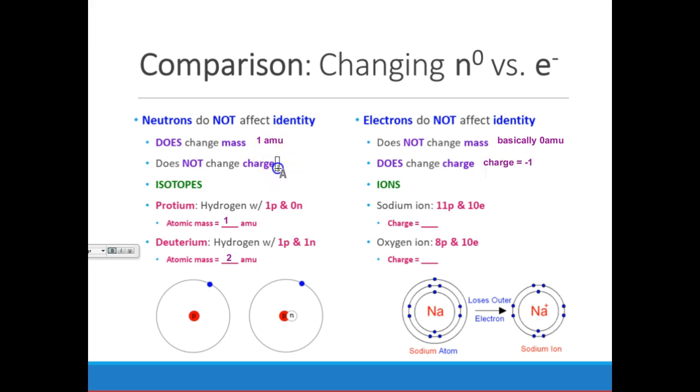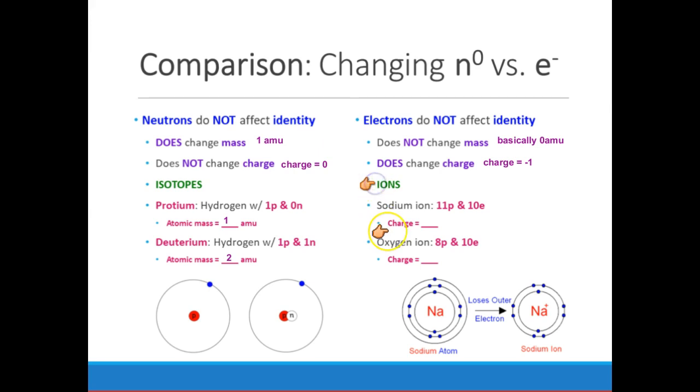Whereas remember, our neutrons had a charge of 0 because they're neutral. Adding electrons definitely changes the charge, right? More electrons means it's going to become more negative. Fewer electrons means it's going to become more positive. So it definitely affects the charge.